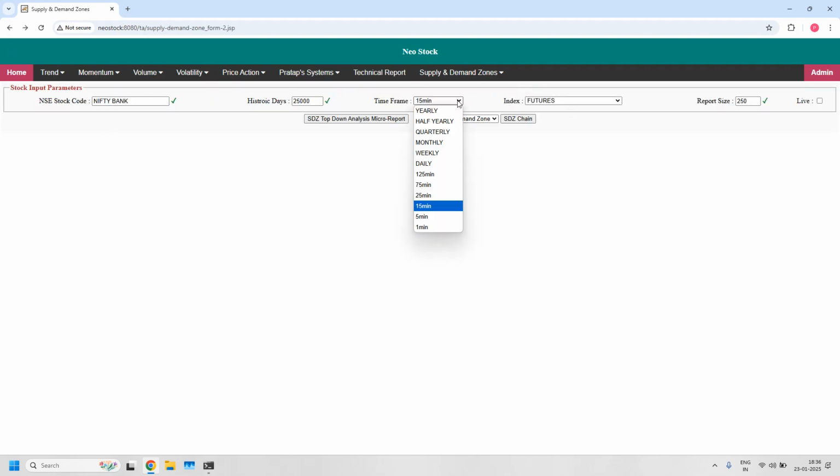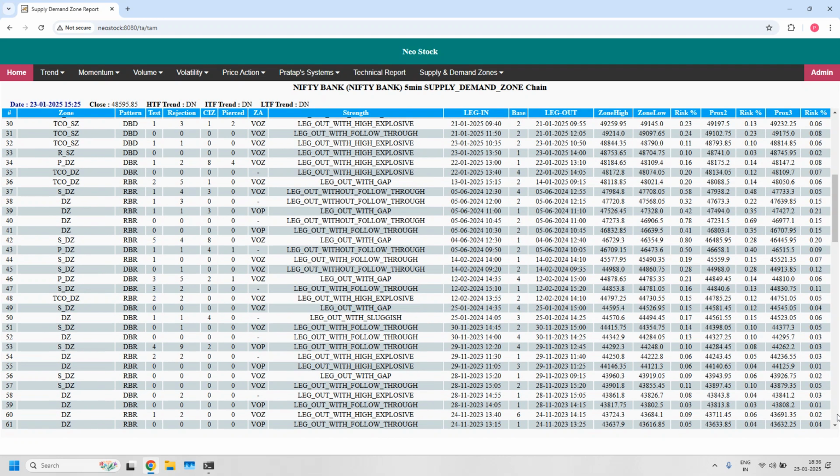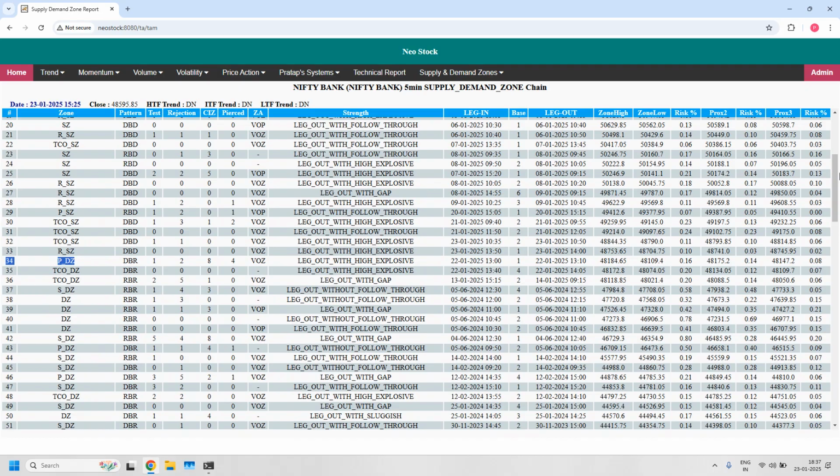Next, the 5 minutes supply demand zone chain for Bank Nifty. All are supply zones. I am scrolling the list down. 34 PR's demand zone is the nearest demand zone to the current price. Let me put it in the center. So this is about the Bank Nifty supply demand zone chain.